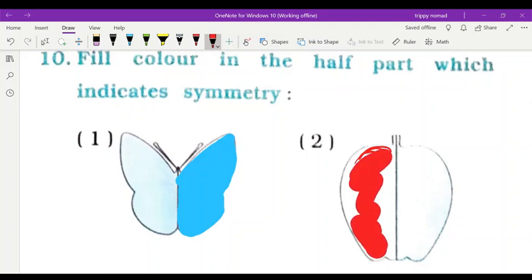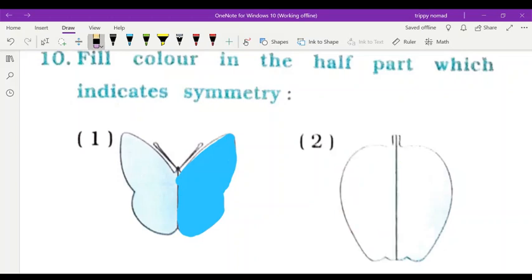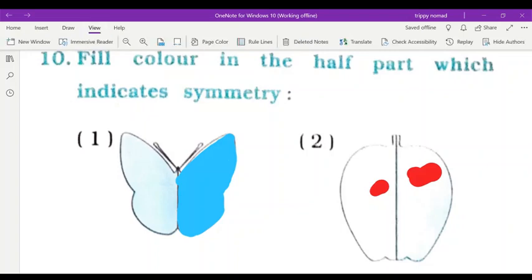Okay, this only the half part. I hope you understood, only the half part you have to color, children. Understood, children? Not the complete one. I was going to rub so that you will be able to understand. Not this one and this one. Both the parts not to color, only the half part. Okay, so you have to color only the half part.